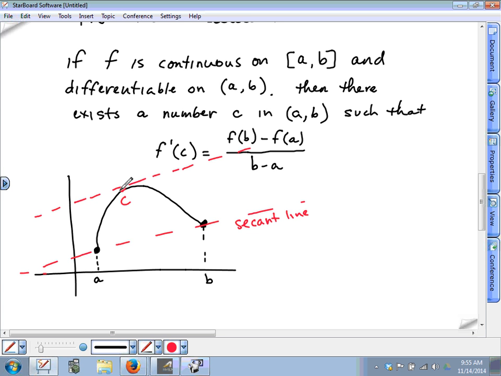So the slope of the tangent line at C is equal to the slope of the secant line between A and B. That's all this theorem is saying. And it actually does turn out to have a few useful purposes. The main purpose of the mean value theorem is to prove a lot of other theorems in calculus, and because of that, a lot of people consider this to be one of the most important theorems in calculus because it's used to prove a whole bunch of other ones. But there are some practical applications that we'll talk about here.